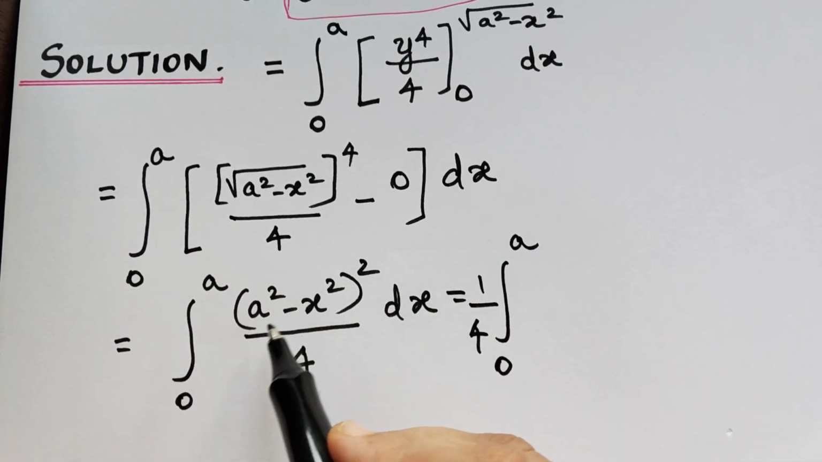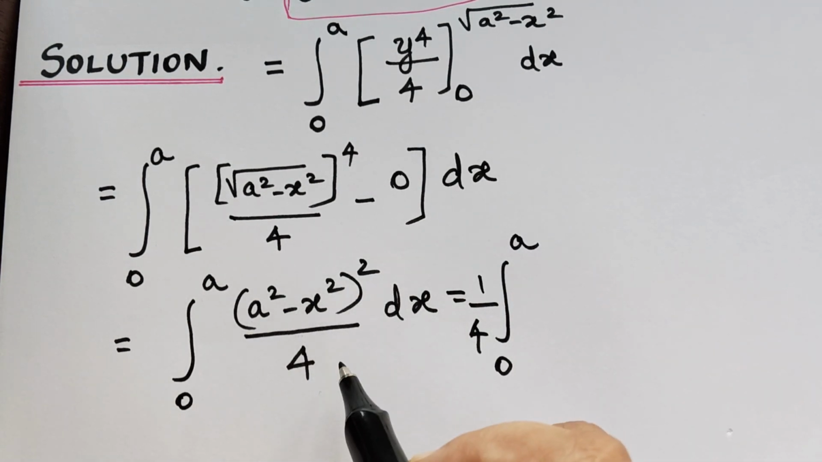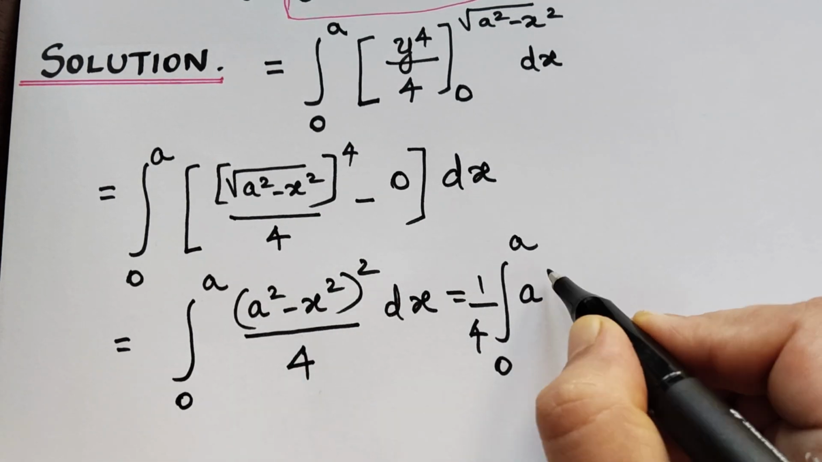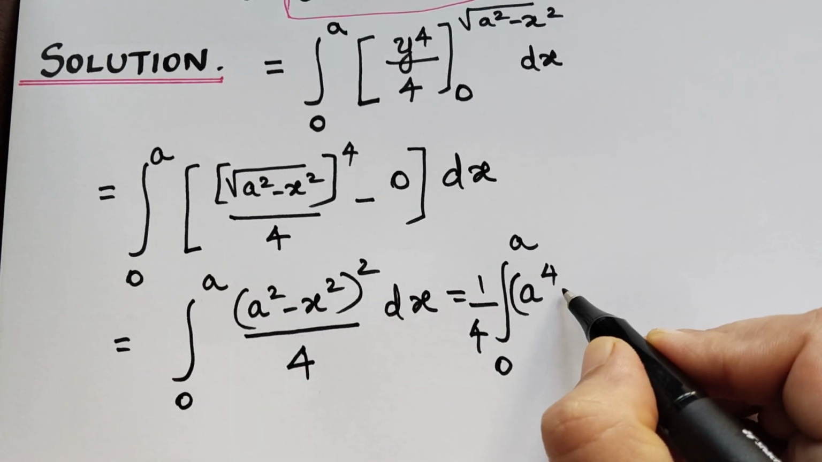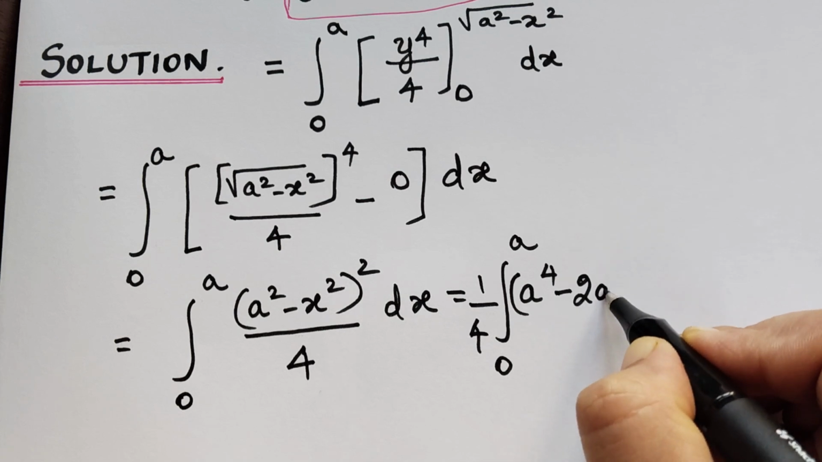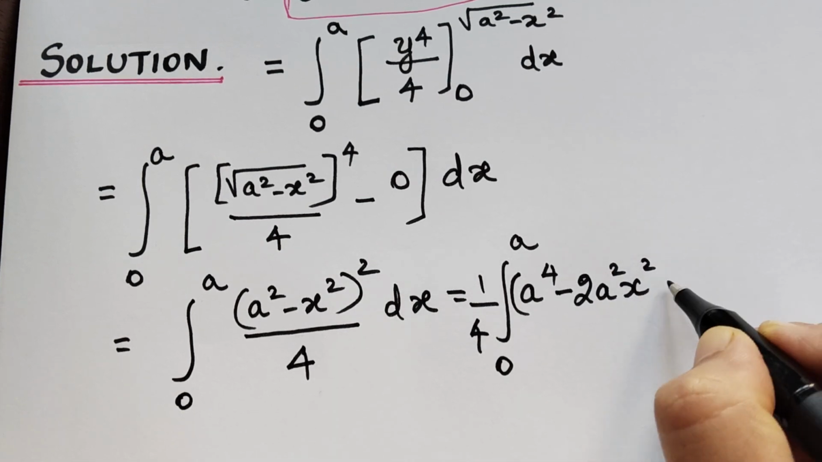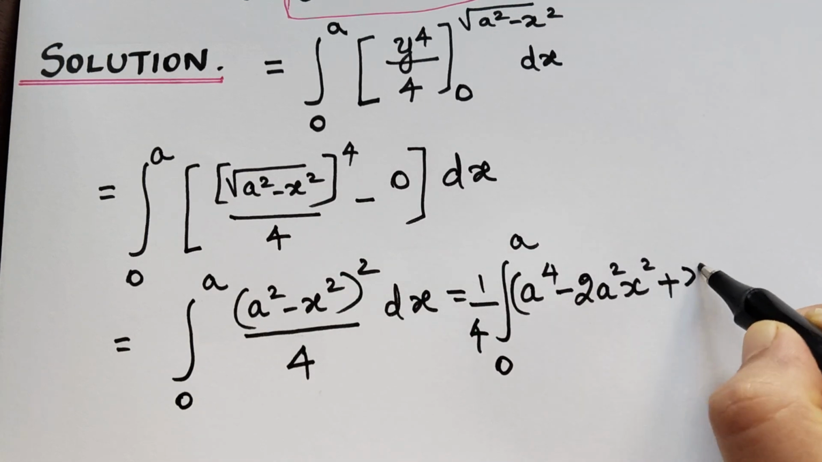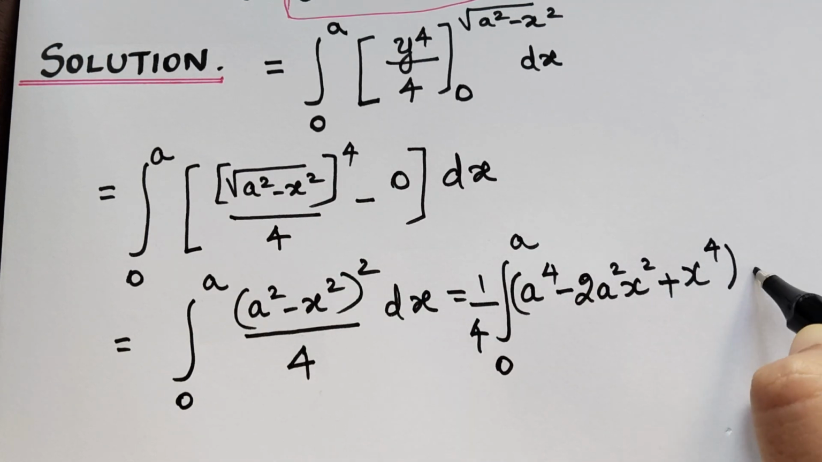Now in the integral we have to apply the a minus b the whole square formula. So the first is a square, that is a square the whole square, which will be a power 4, minus 2ab, so minus 2a square x square, plus b square. The value of b over here is x square, so it will be x power 4 dx.